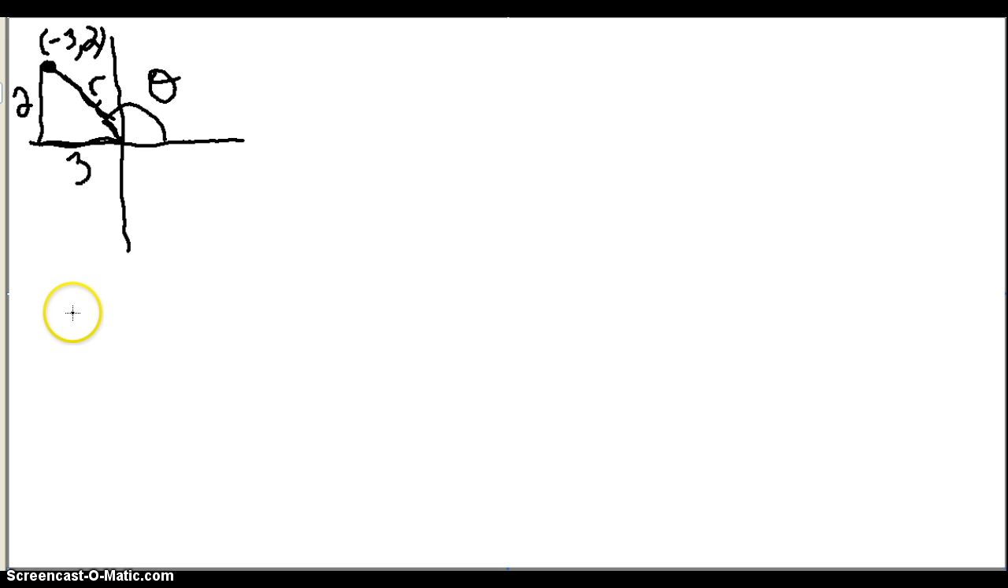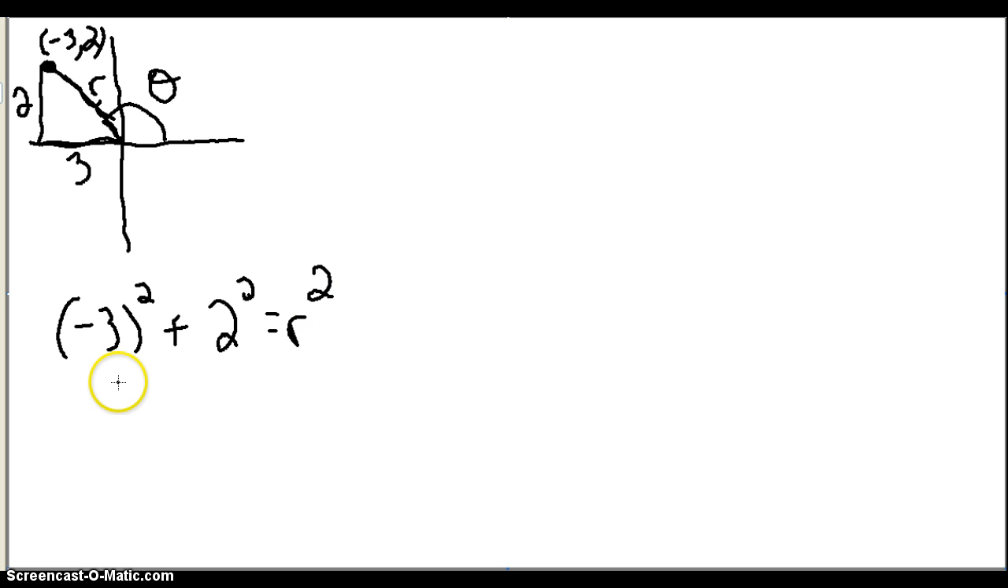So to do that, that's where we're going to go to our Pythagorean theorem. And we can still use -3 squared plus, because that's our x-coordinate, 2 squared, because 2 is our y-coordinate, and that'll give us r squared. Okay? So let's go ahead and do the math. So -3 squared is going to give us a positive 9. 2 squared will give us a 4. Alright, 9 plus 4 is going to give us 13.